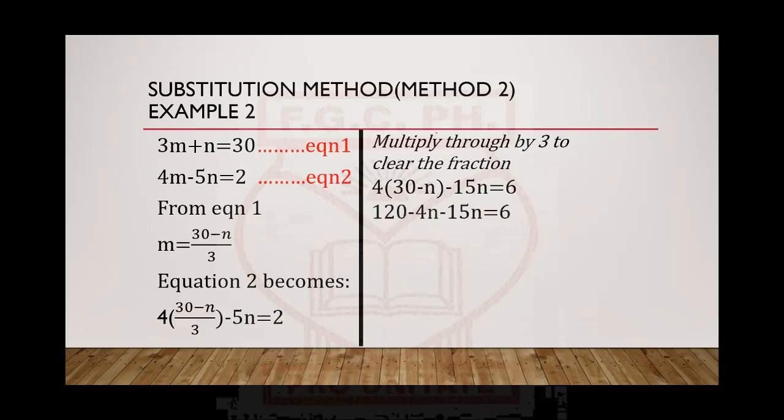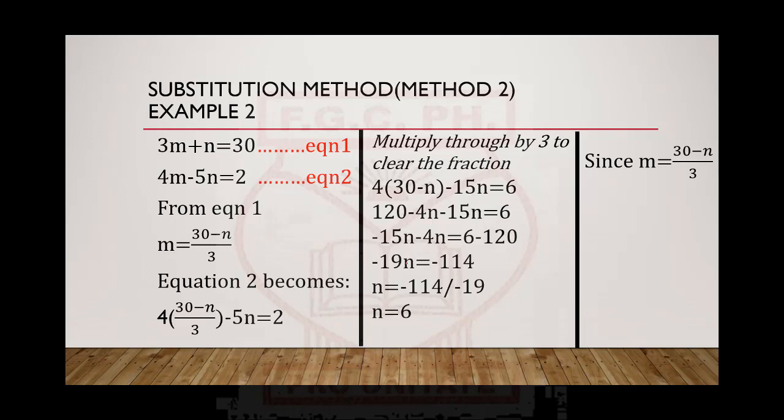So if you expand this bracket, you're going to get 4 times 30 is 120. 4 times n is 4n. Then minus 15n equal to 6. And you're going to collect like terms and come up with this value, n equal to 6. So now m is equal to 30 minus n over 3. We're going to substitute 6 for n. You can recall that we decided that this would be the smarter way of getting the next letter, since it's an already made expression for it. So we'll just put n as 6, and then we have 30 minus 6 over 3, and so m is going to be 8. So what you have is m equal to 8 and n equal to 6.